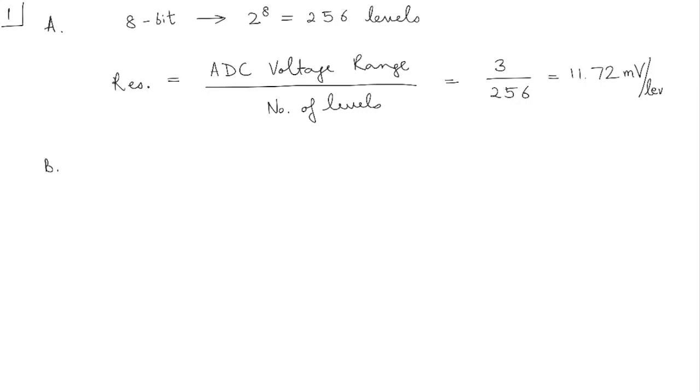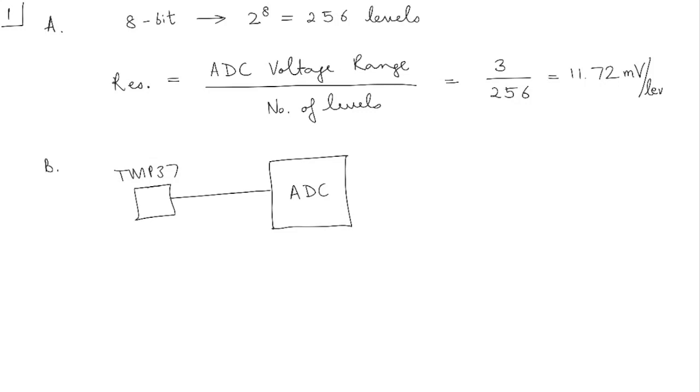In B, we are asked to use a case. So the case here is that you have the ADC here, and you have a temperature sensor which we are told is TMP37, and you just take the output of TMP37 and connect it to the ADC directly without any signal conditioning. In that case, what is the temperature resolution of the device?